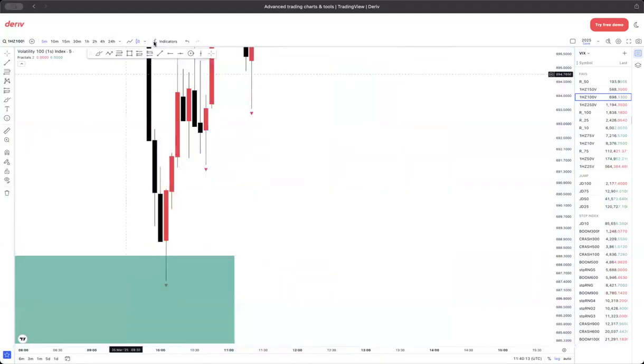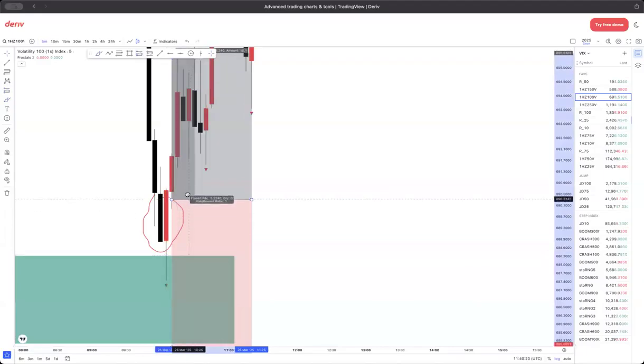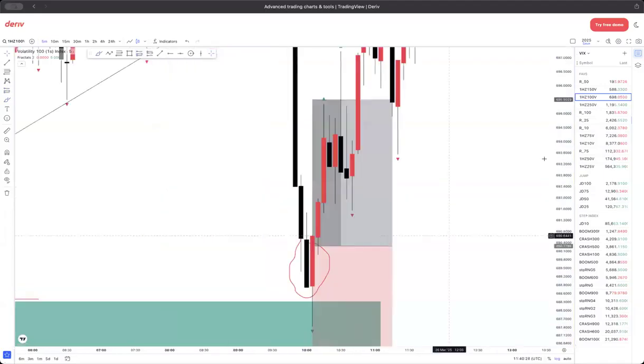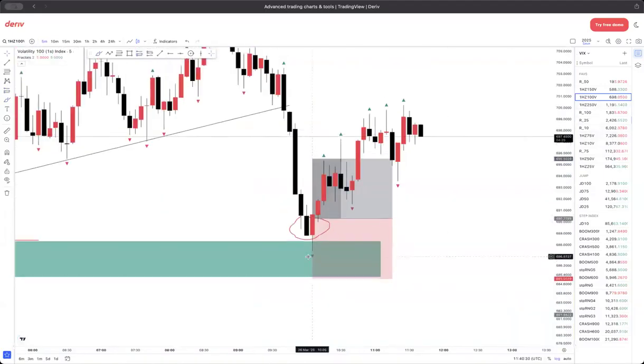Now you saw that we had an engulfing candle here. So even if you did not take your entry from here, from this wick, even if you had your entry from the close of this engulfing, it's still a sniper. That's why confirmation entries are so important. You get.